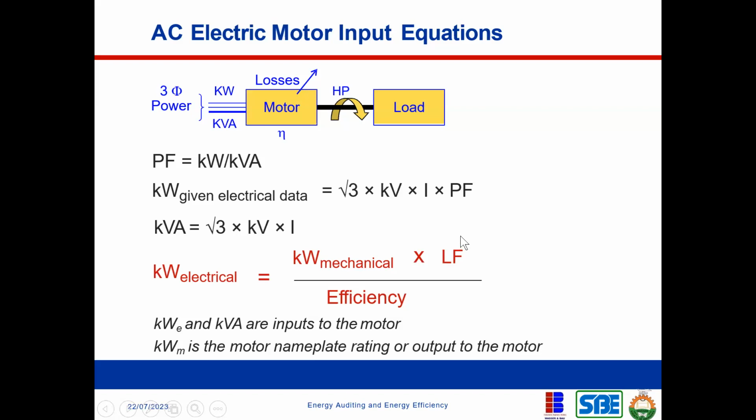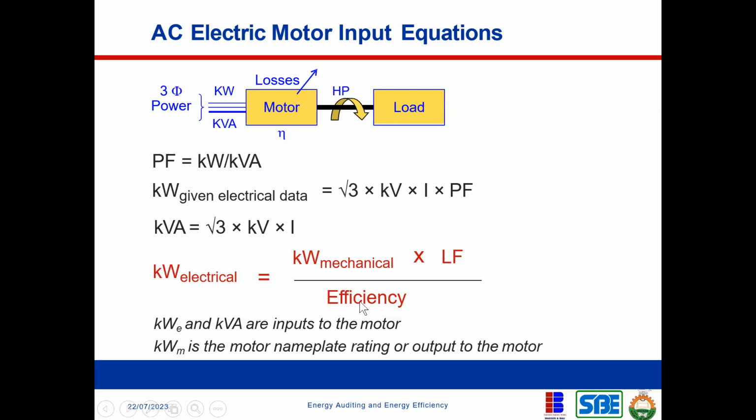Load factor. So how do you know the loading on the motor? If the motor can do 100% work, how much load is placed on that motor? Is it 80%? Is it 70%? Is it 50%? So this is the load factor of the motor, times the efficiency of the motor. Most often you find the efficiency and the kilowatt mechanical on the nameplate of the motor, at the data page of the motor.